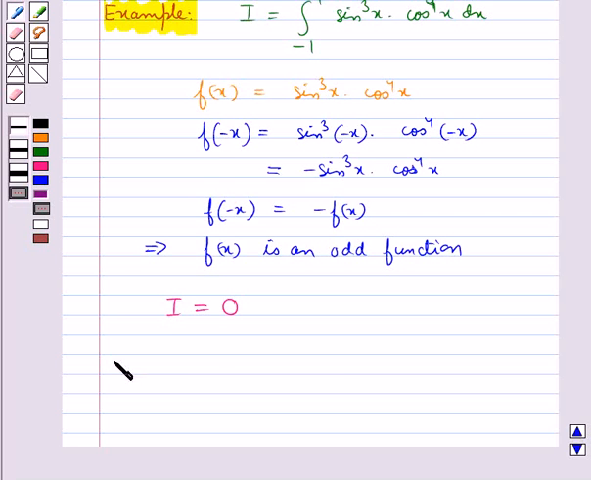So this completes our session. Hope you have understood how we evaluate the definite integrals by substitution and by using the properties of definite integrals.